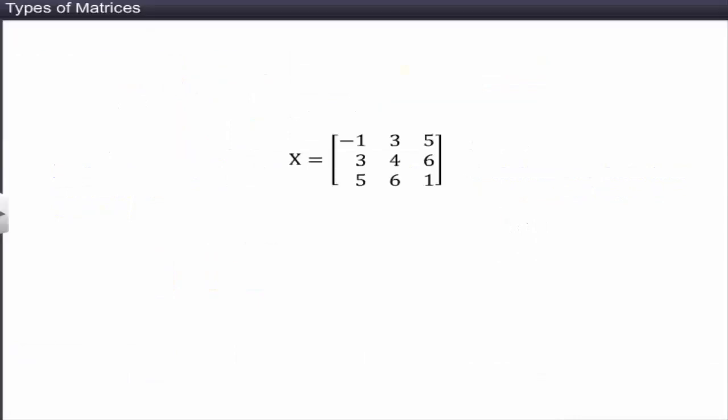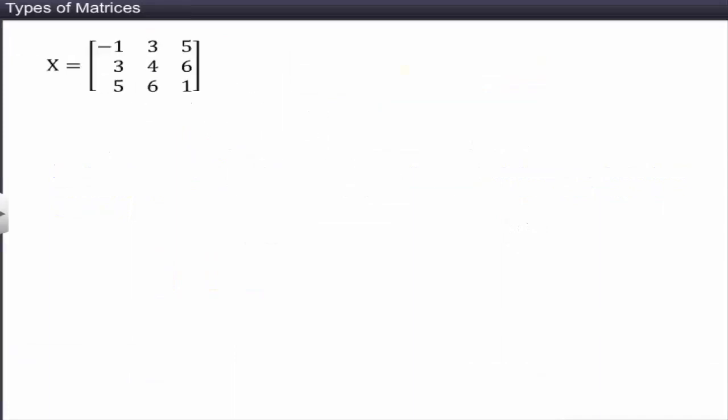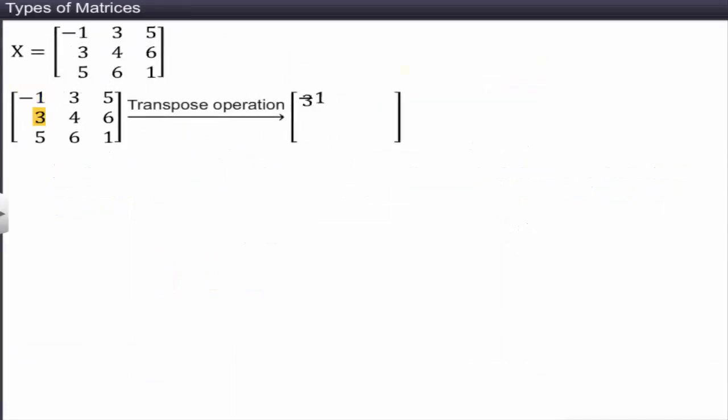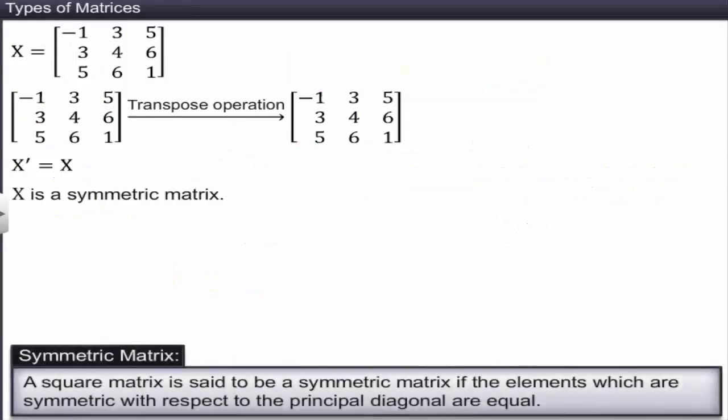Based upon the transpose operation of a matrix, we can observe some properties of matrices. Suppose we have a matrix as shown. Let's find the transpose of the matrix. We can observe that the transpose of the matrix is the same as the original matrix. We can say that X is a symmetric matrix. We can now define a symmetric matrix. A square matrix is said to be a symmetric matrix if the elements which are symmetric with respect to the principal diagonal are equal.